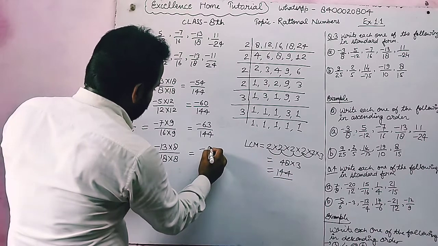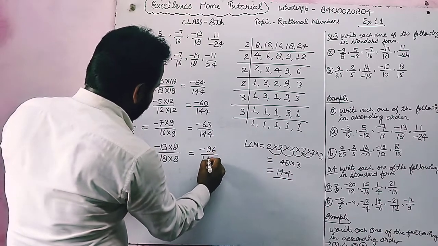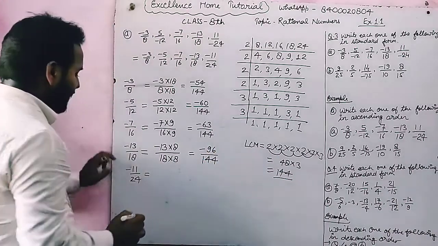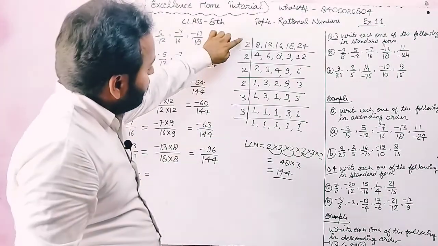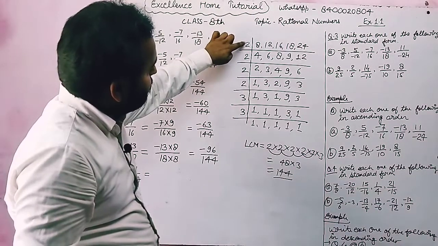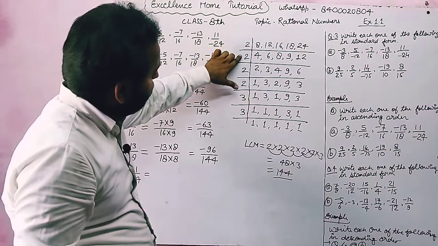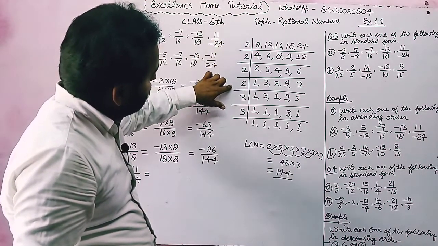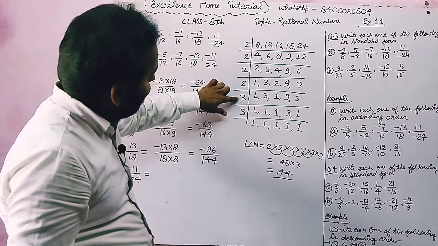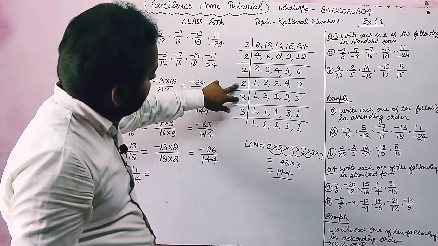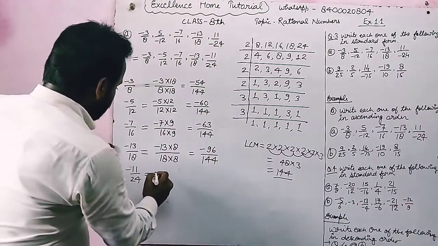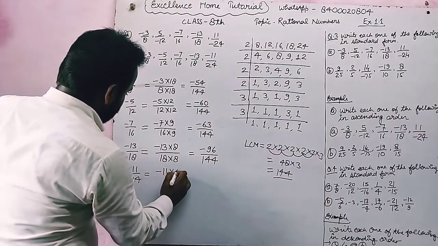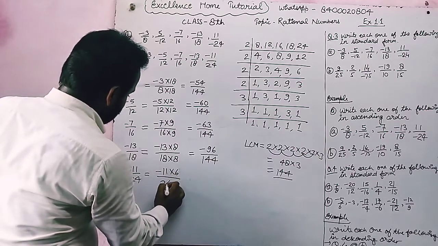13 8 ja 96 upon 144. And after that this is 24. That means 2 2 ja 4, 4 3 ja 12, 2 ja 24. So 6 is remaining. So we have to multiply this by 6.